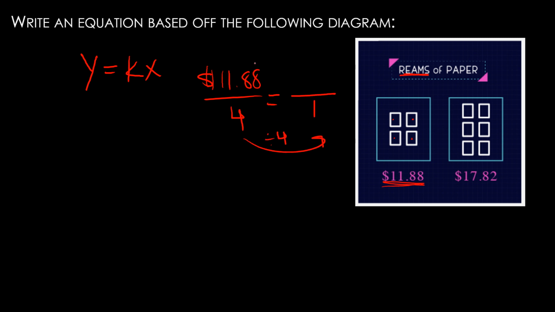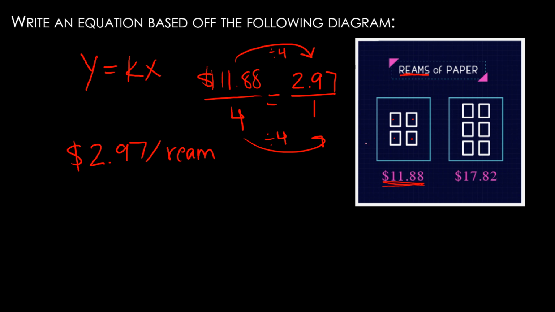So I'm going to divide top and bottom by 4. 1188 divided by 4 will give you $2.97. Okay, so I am paying $2.97 for every ream of paper.